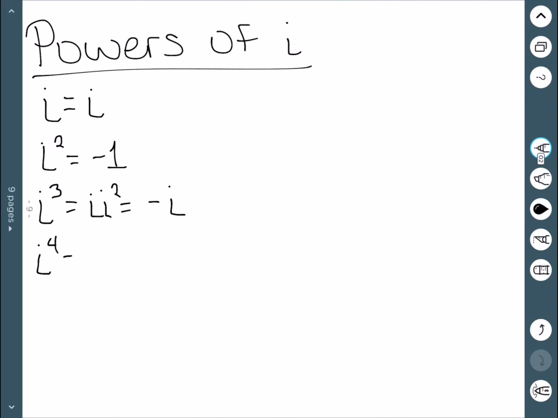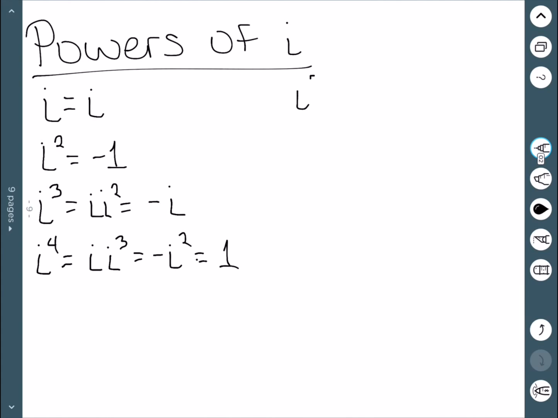The last thing we'll look at here are the powers of i. So we know that i is of course equal to itself, and we defined i squared to be equal to negative 1. If I try to do i cubed, well, this is the same thing as i times i squared. So i times negative 1, which is negative i. i to the fourth is the same thing as i times i cubed, and we know i cubed is negative i, times i would be negative i squared, which is negative negative 1, which is 1.